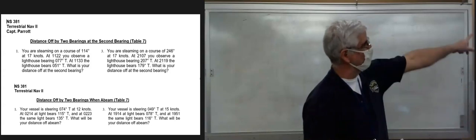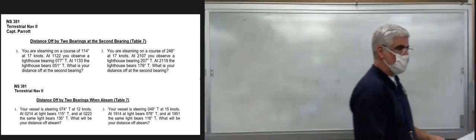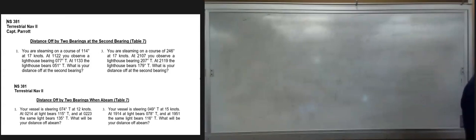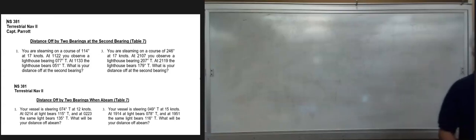All right, but what I got here is, like, cut this problem 1 and 3 here. Distance off by 2 bearings with a beam. That's problem 1 and 3 on page 1, and this is problem 1 and 3 on page 3. Okay. And when I teach this stuff, I do this one first, this second. I wasn't exactly paying attention to the order of the handouts when I printed them out. All right, but there's a reason why I do it in this order, and it has to do with how the data is organized in table 7. We're going to be using table 7 for these.